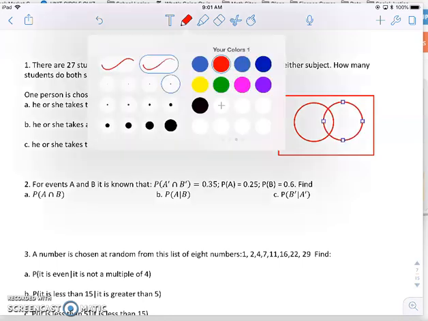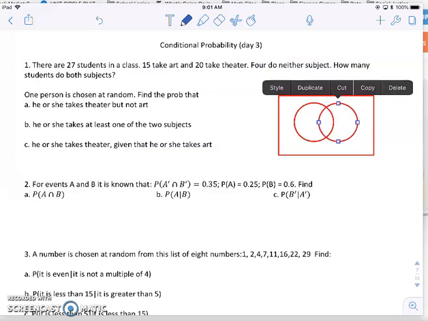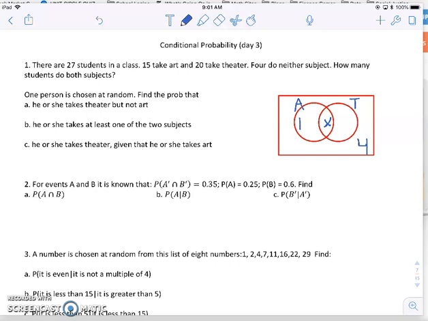And what number do we know goes on the, let's see, 4 take neither. We're going to put 4 on the outside, so we have art and theater. We don't know how many take both, so x in the center. So there'd be 15 minus x over here, 20 minus x over here. So if we were to write our equation, we have 15 minus x plus 20 minus x plus 4 equals 27.